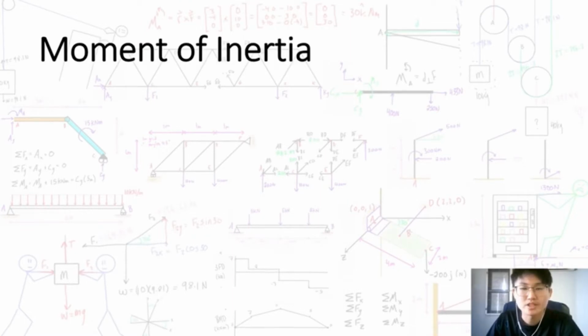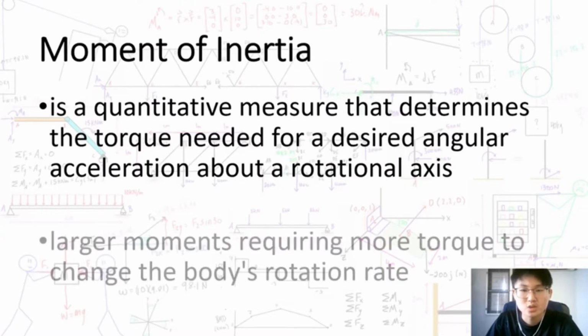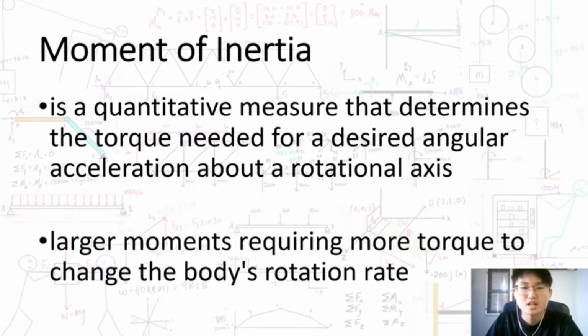The moment of inertia, also known as the rotational inertia of a rigid body, is a quantitative measure that determines the torque needed for a desired angular acceleration about a rotational axis, and we know that the larger the moment, the more torque is required to change the body's rotation rate.